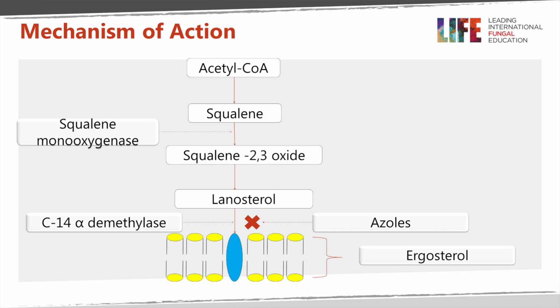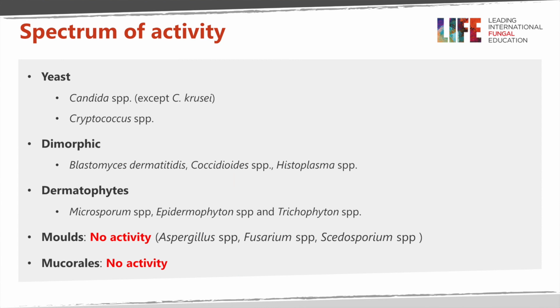And here again in this graph, the inhibition of lanosterol to ergosterol by the action of fluconazole, similarly to other azoles. So the spectrum of activity of this antifungal drug: it's active against yeast, Candida, and Cryptococcus species. It has also some activity against the dimorphic fungi, Blastomyces, Coccidioides, and Histoplasma, and it has activity against dermatophytes. However, it's not active against mold, such as Aspergillus. It's not active against the agents of mucormycosis.